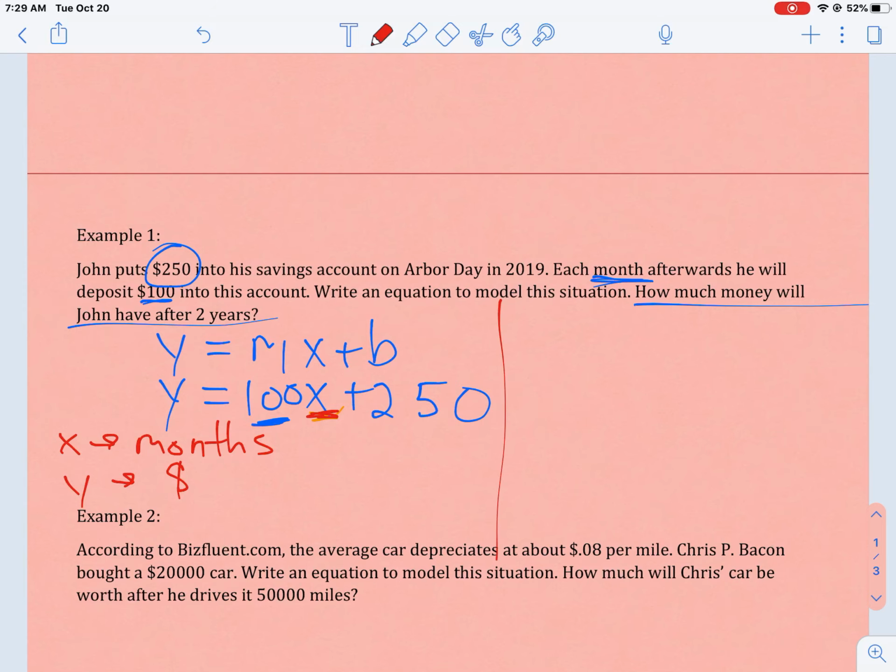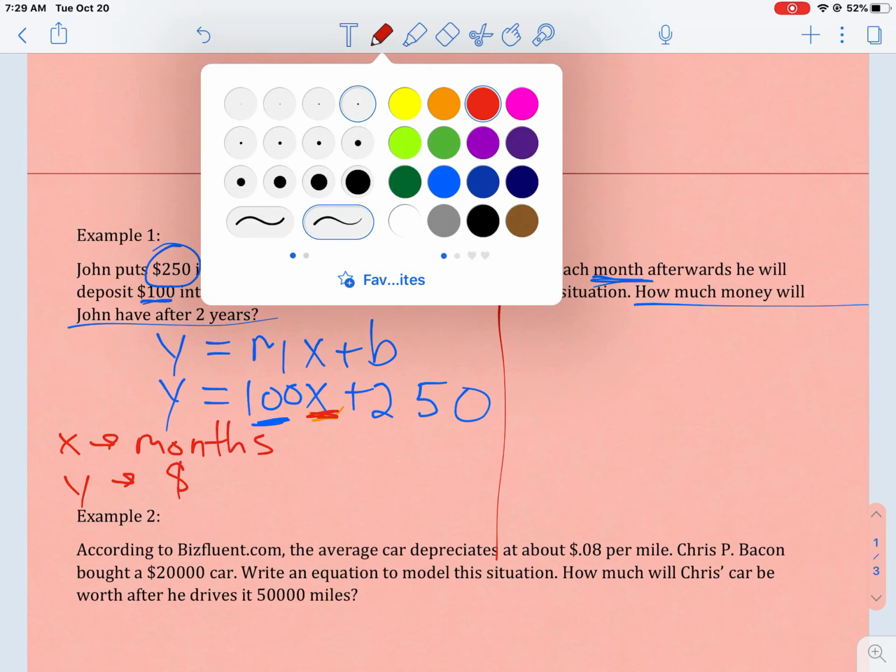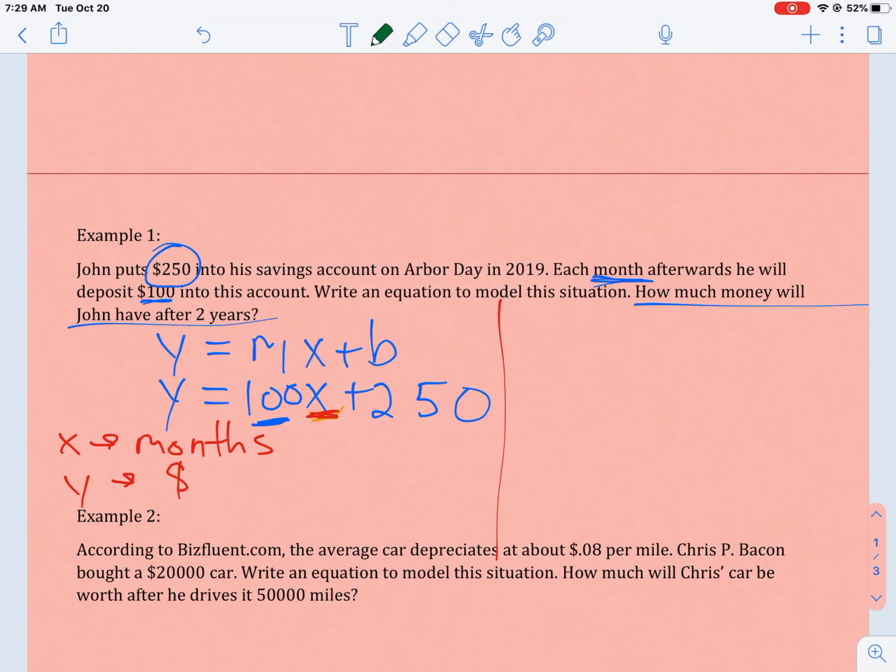Okay, so this is our equation. That's half the battle right there, getting the equation and defining the variables. Now, the next thing we want to do is answer the question. How much money will John have after 2 years? Well, x represents months, right?